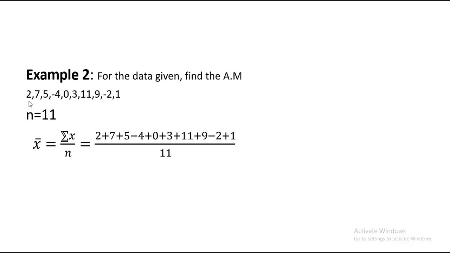Now what we are going to do is add all these values: 2 plus 7 plus 5. Now this is minus 4, right? So plus into minus will give me minus, plus 0 plus 3 plus 11 plus 9. Since it says summation, the value itself was minus 2, so plus into minus will give me minus 2, plus 1, divided by 11. Now after solving it, the final mean that we get is 3.2. You just solve the numerator, divide it by the denominator 11, and you'll get this final value, which is 3.2.